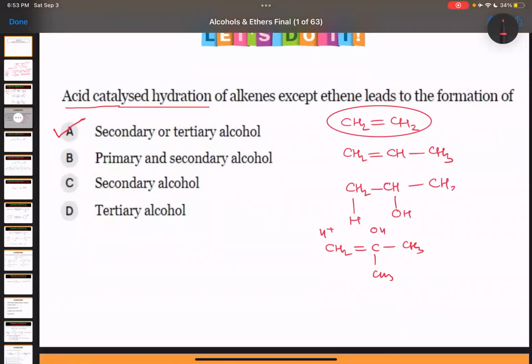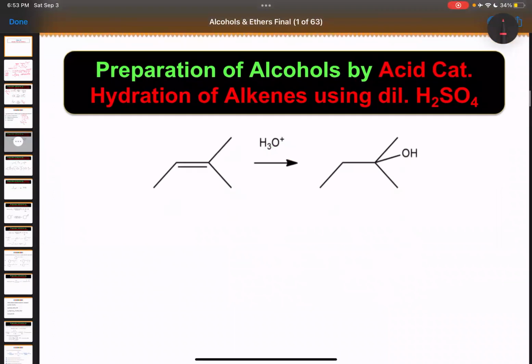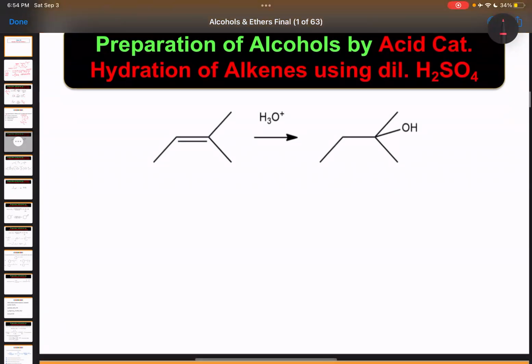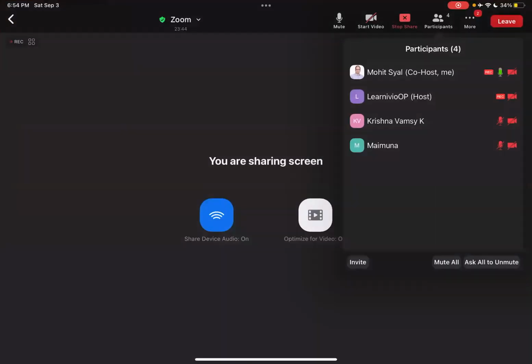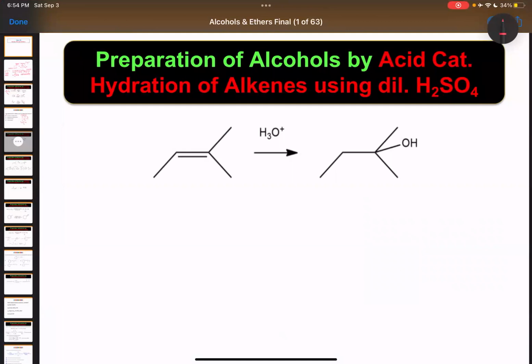Okay, so let's understand the mechanism of this one. What's going to be the mechanism of this one? Very easy. Can you tell me? Memuna, Vamsi, can you tell me the mechanism of this one? Very simple. Just what you are going to do.